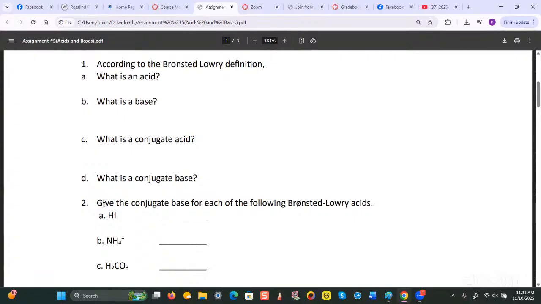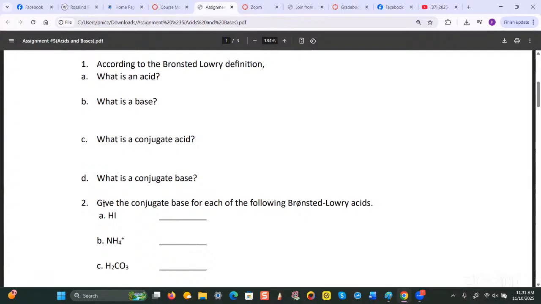Now, the next question is asking, what is the conjugate acid? Again, feel free to look in your notes. It's formed when a molecule gains H plus. Exactly. A conjugate acid is what is formed when a molecule, or ion, gains hydrogen ions. And then D, what's a conjugate base? That is formed when an acid loses an H plus ion. Exactly.